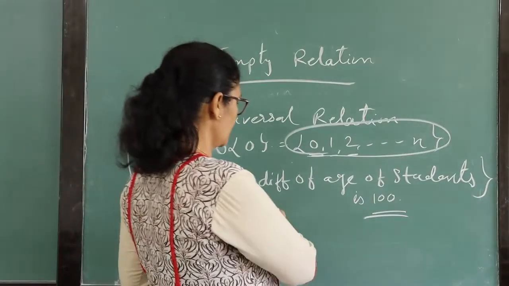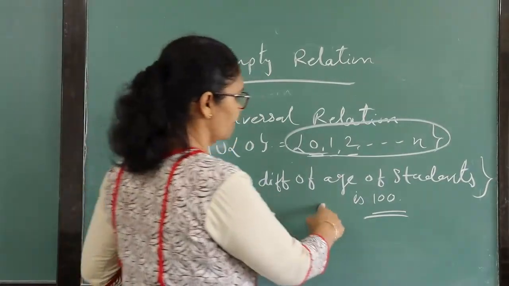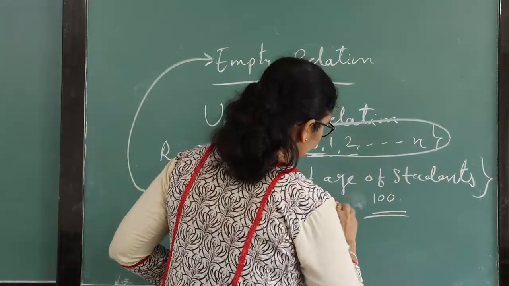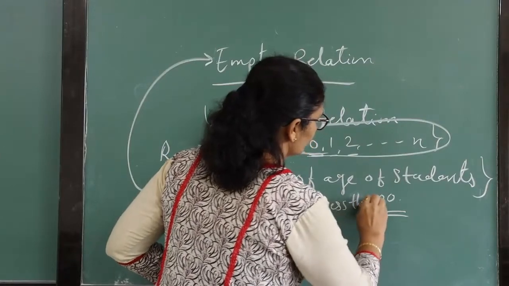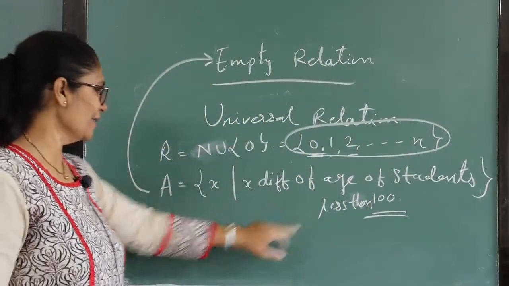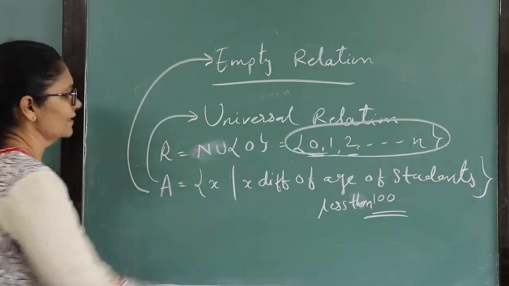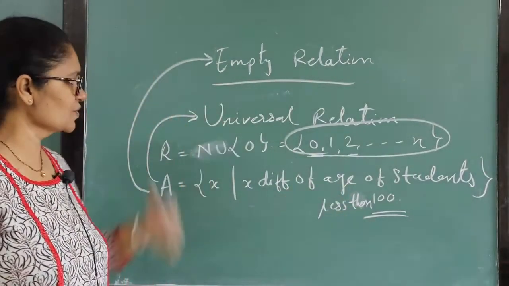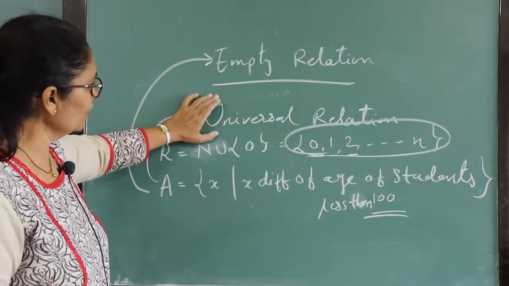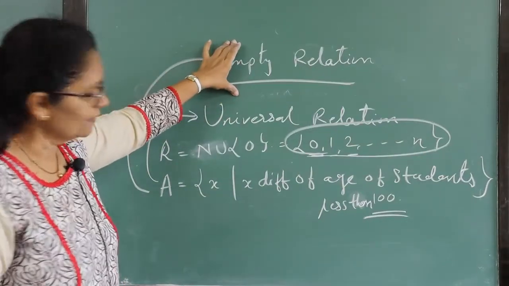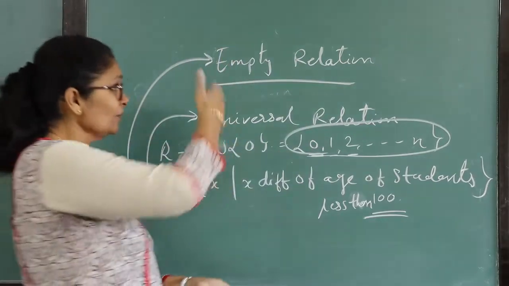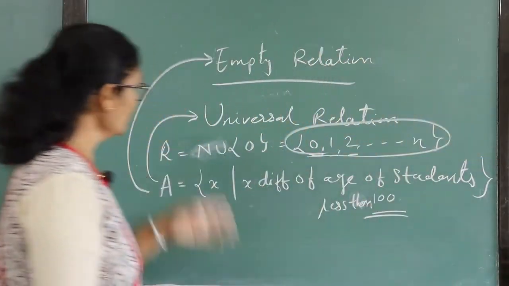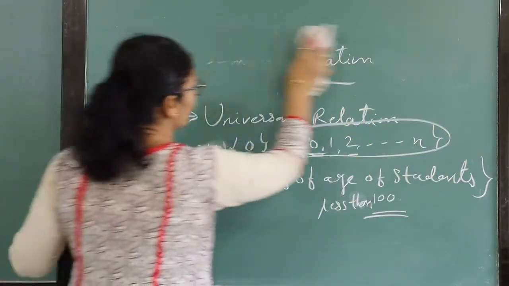But if I say that X is the difference of the age of a student less than 100, then now it is your universal set. Why universal set? Because less than 100 means you can consider from 0 to all numbers. So we get the universal set. But exactly 100, then we get the empty set. Now these two relations, empty relation and universal relation, are the extreme relations.